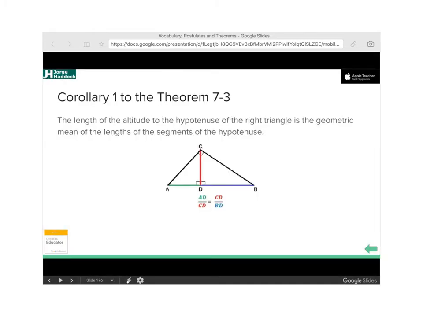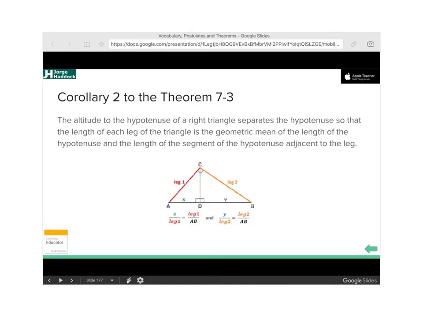Next, when I divide a right triangle with an altitude, that means it's perpendicular to that base out here. It forms AD, this small piece of the hypotenuse, divided by CD equals CD divided by DB. We're going to see this later on with the exercises, so I'm going to show you how that changes in the exercises.